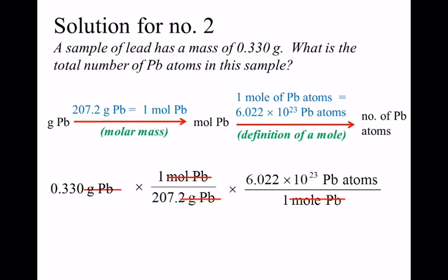So it looks like we need to round according to 3 significant figures in the first term, 4 significant figures in the molar mass, and there is uncertainty in Avogadro's number. So 4 significant figures in Avogadro's number. Round to 3 significant figures, I got 9.59 times 10 to the 20th atoms.